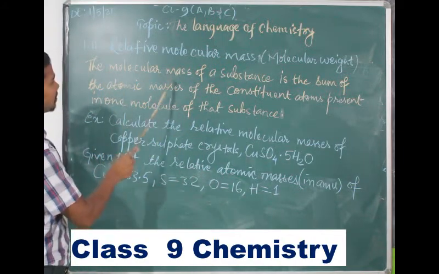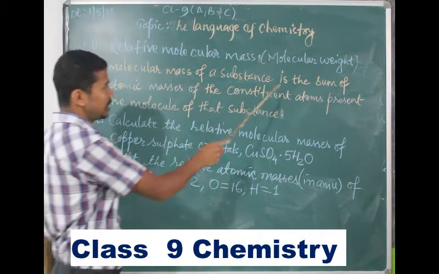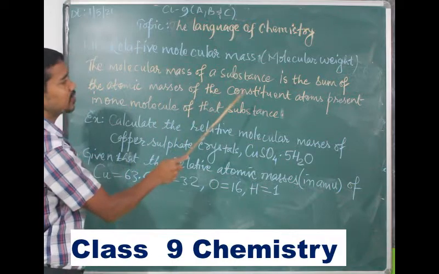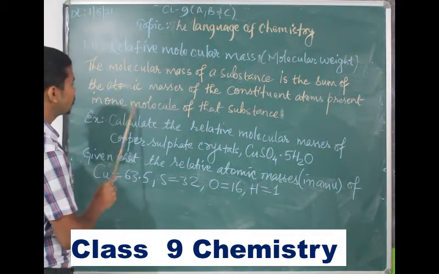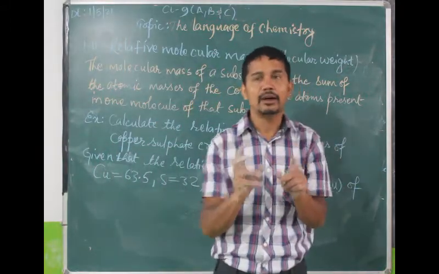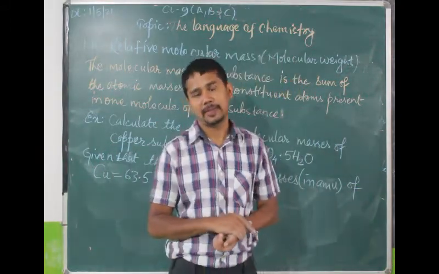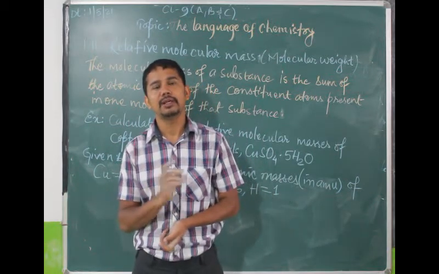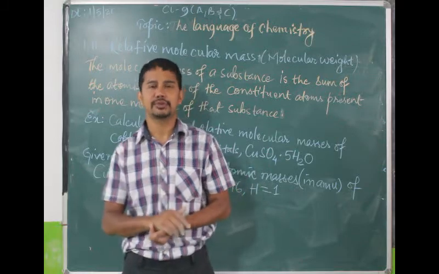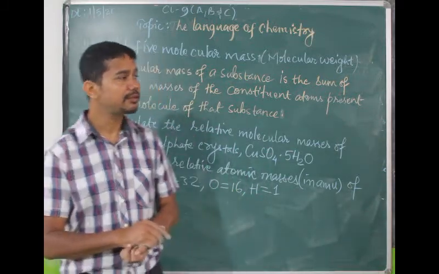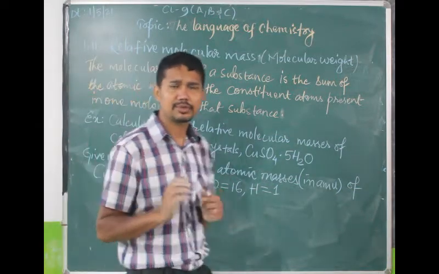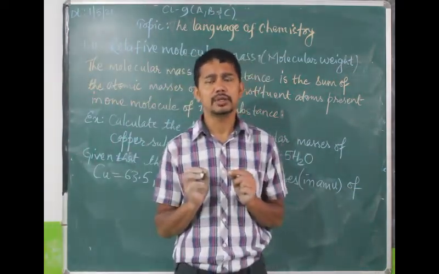The molecular mass of a substance is the sum of the atomic masses of the constituent atoms present in one molecule of that substance. That means the mass of the molecular formula of a substance. In short, the mass of a molecule of a substance is called molecular mass.